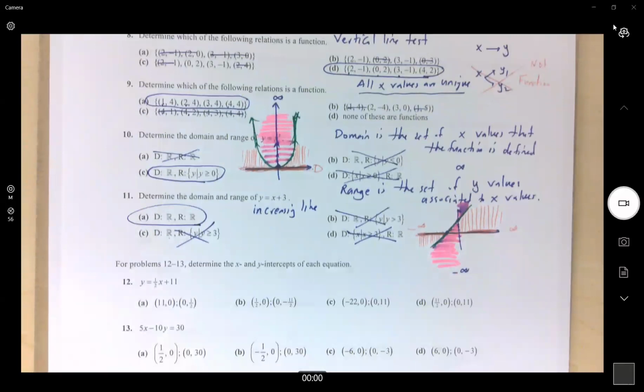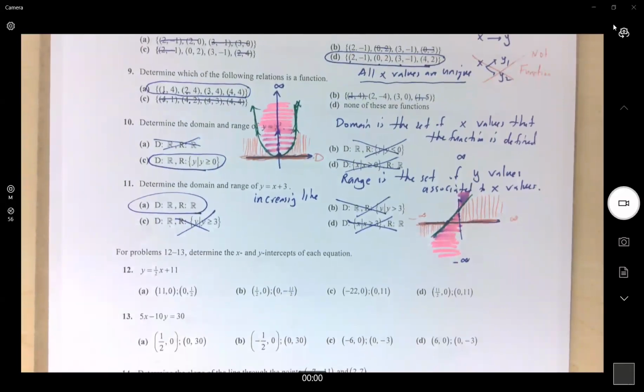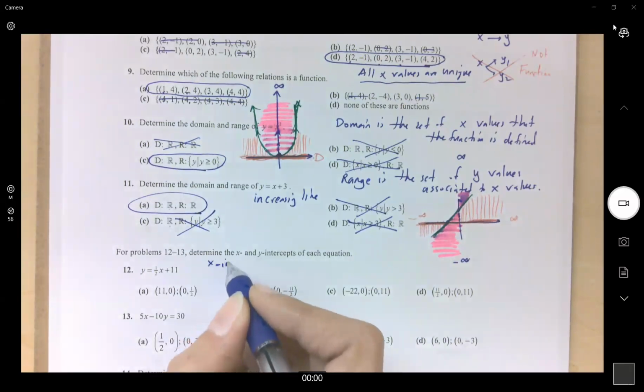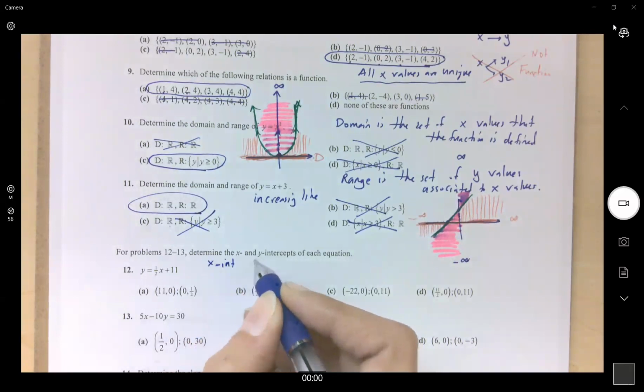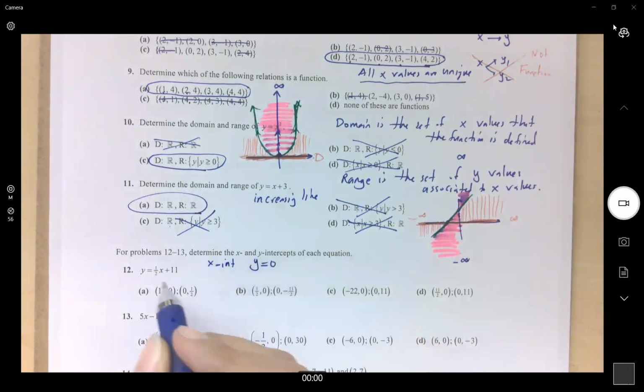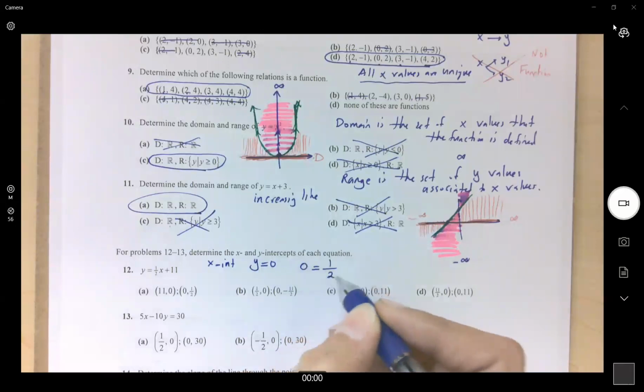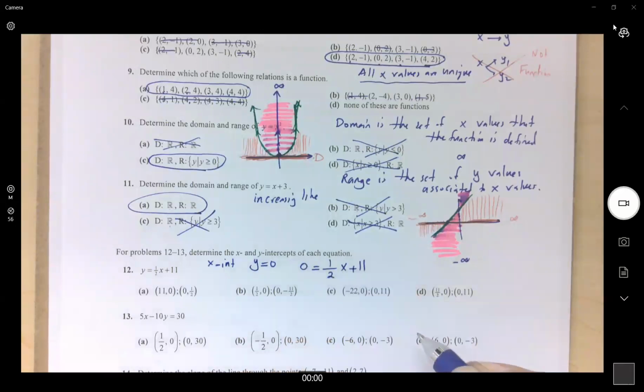Find x-intercept and y-intercept. Nice. We have algebra. To find x-intercept, set y equal to 0 and isolate your x. So 0 is equal to 1/2 x plus 11. Bring 11 to the other side.